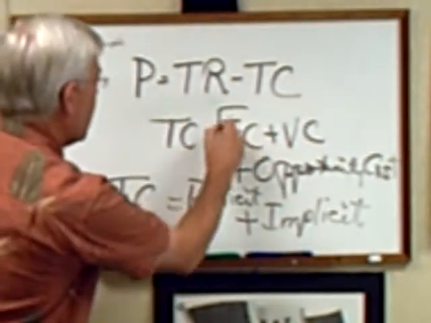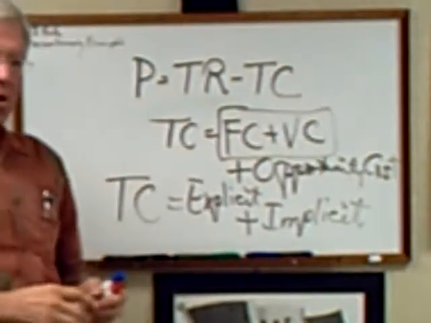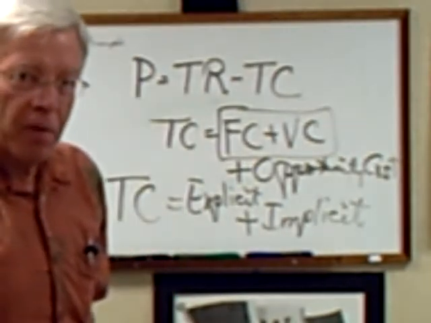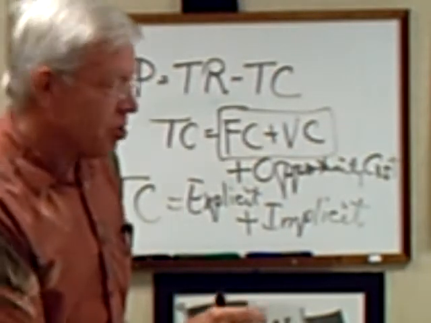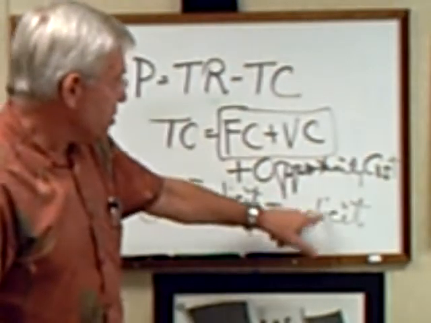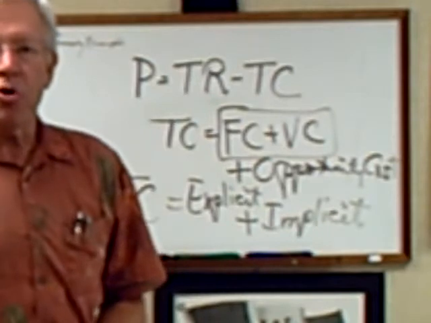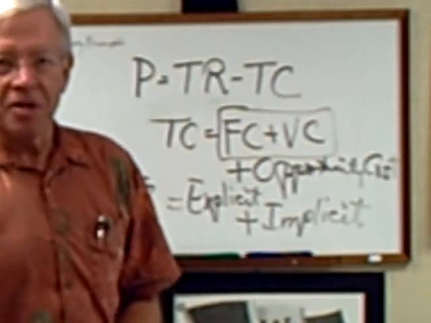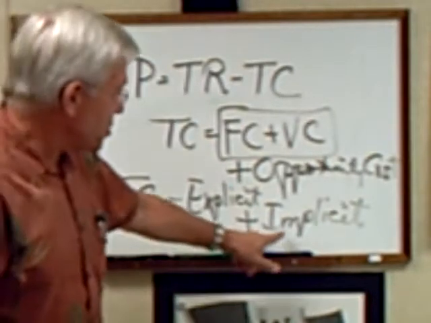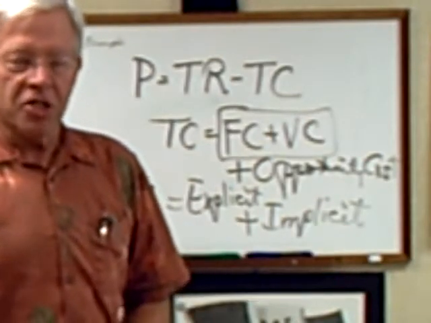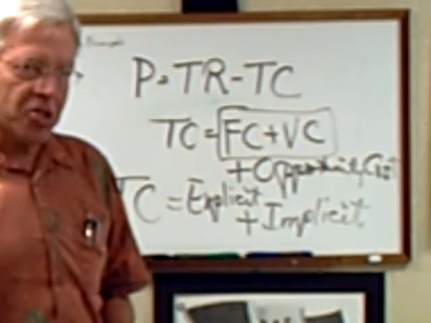The explicit cost is our fixed cost and variable cost. That's the cost that you've got to write a check for. That's the actual cash that's moving out. The implicit cost, or the opportunity cost, is what you give up to do the business. I like to call the implicit cost the is-it-worth-it cost. Is it worth your effort to keep that business going?